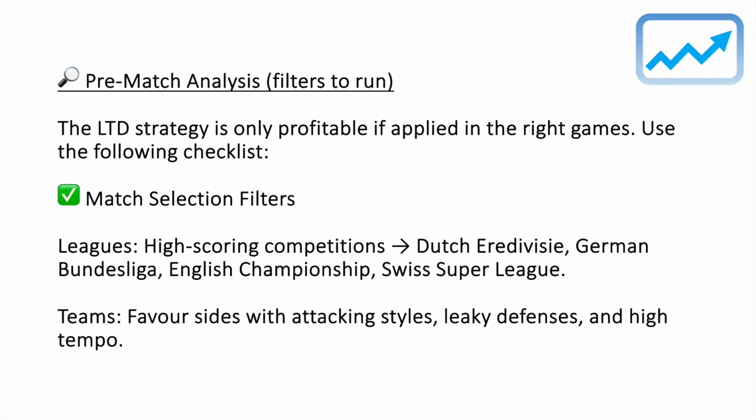So the leagues you want to be looking at, high scoring competitions. So the Dutch League, German Bundesliga, Championship, Swiss Super League. There are also a number of South American leagues as well, which do have high scoring matches. So keep an eye on that. Basically, do your own research. Now, you want to be favouring sides with attacking styles, leaky defences, and of course, high tempo. Essentially, you just want a high probability that a goal is going to be scored, and specifically reasonably early on.